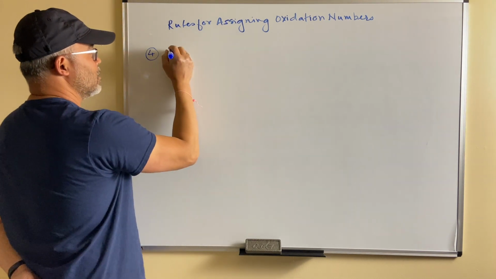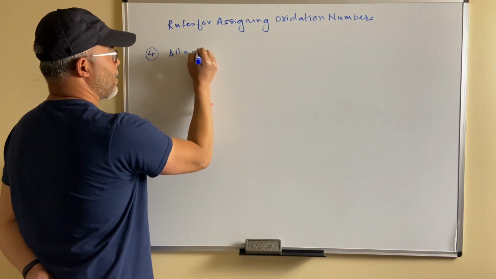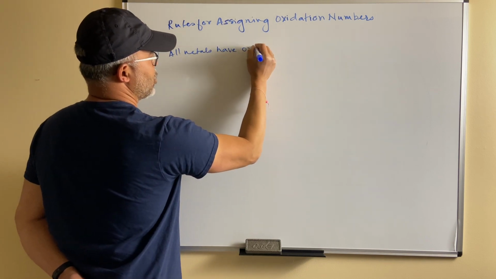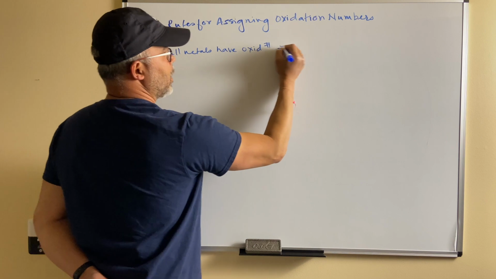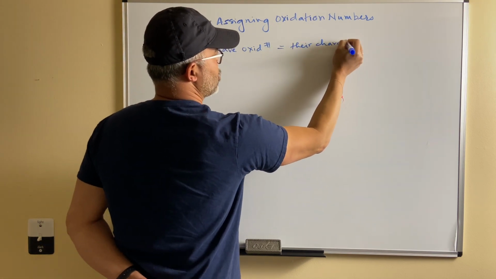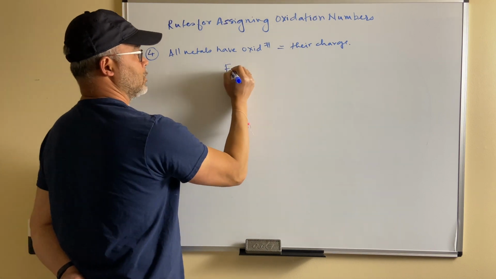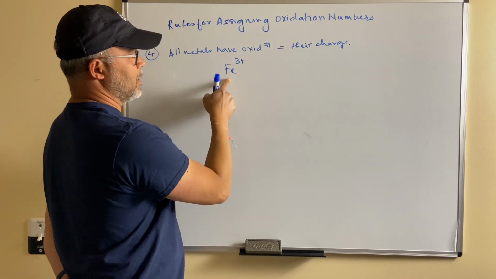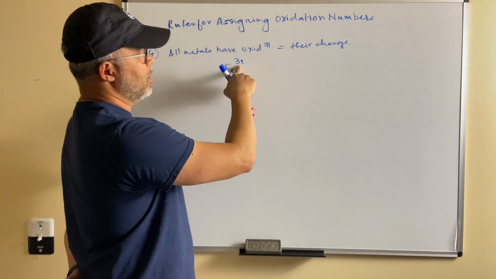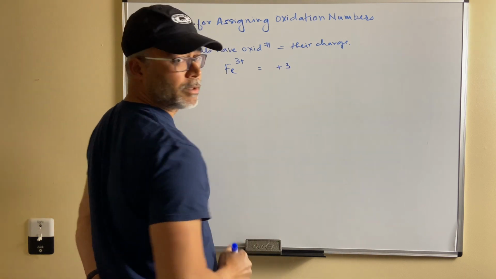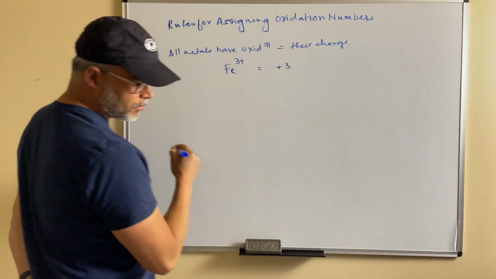The fourth rule is that all metals have an oxidation number equal to their charge. So if I'm looking at Fe3+, for that metal, look at the charge, it's got a 3+, so therefore the oxidation number is going to be +3 for that species.